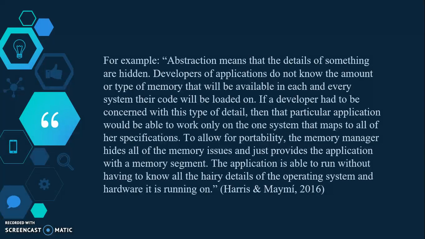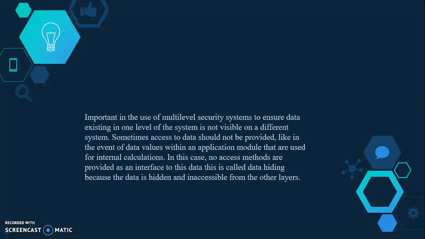For example, abstraction means that the details of something are hidden. Developers of applications do not know the amount or type of memory that will be available in each and every system their code will be loaded on. If a developer had to be concerned with this type of detail, then their particular application would be able to work only on the one system that maps to all their specifications. To allow for portability, the memory manager hides all of the memory issues and just provides the application with a memory segment. The application is able to run without having to know all the hairy details of the operating system and hardware it is running on.